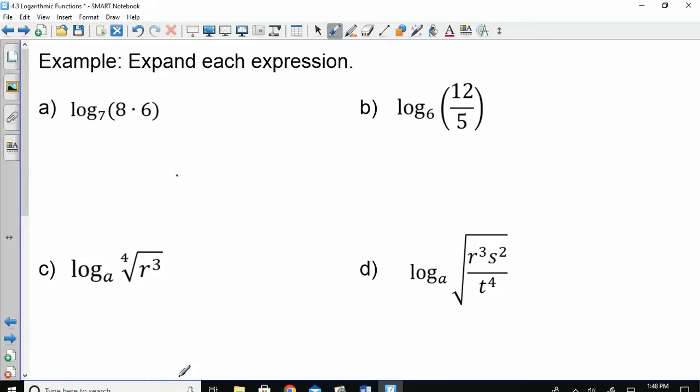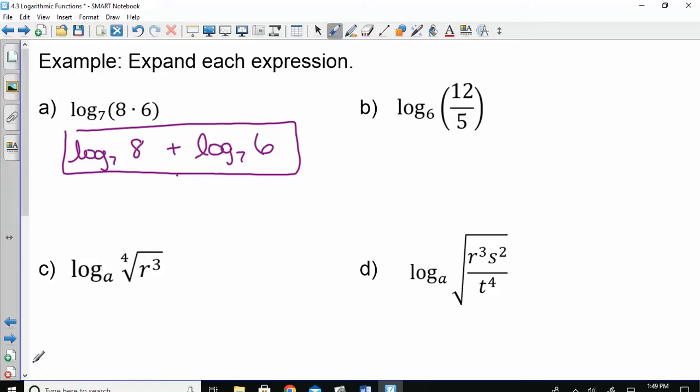When I expand, I'm breaking it apart into multiple logarithms. So if I say log base 7 of 8 times 6, if I want to expand, when you have things multiplied, what do you do with the logs? So we have to write log base 7 of 8 plus log base 7 of 6. You have to put the log base 7 on both of them. You can't leave off the base. If I see a log without a base, it's assumed to be 10, so that is something different. So make sure you're writing that both times. The 7 is a subscript, so it should be a small number there.